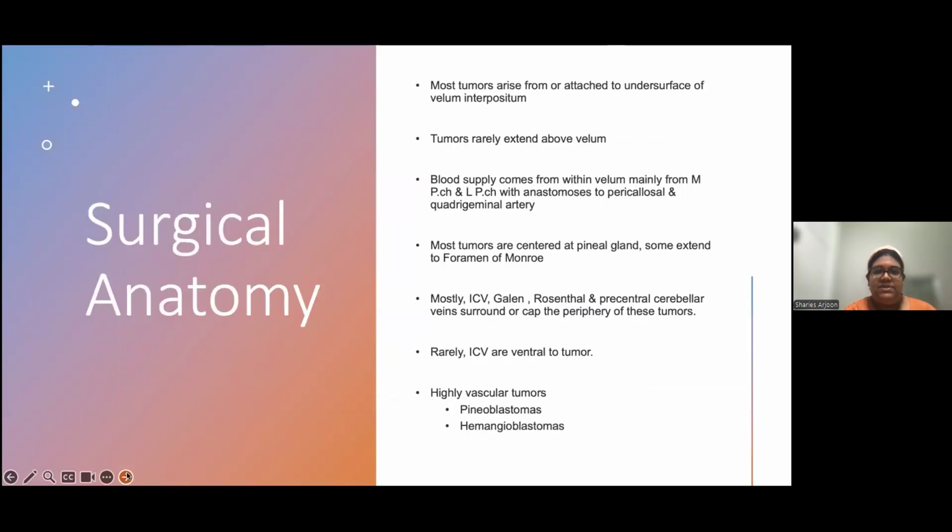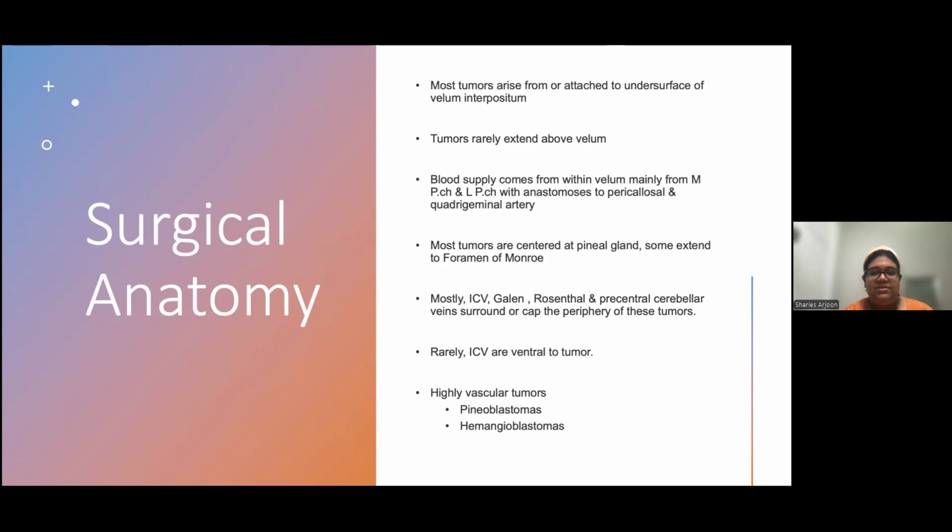In terms of the surgical anatomy, most of these tumors arise from or are attached to the undersurface of the velum interpositum. Tumors rarely extend above the velum, and the blood supply comes from within the velum, mainly from the medial posterior choroidal and the lateral posterior choroidal arteries, with anastomosis to the pericallosal and quadrigeminal arteries. Most of these tumors are centered at the pineal gland.